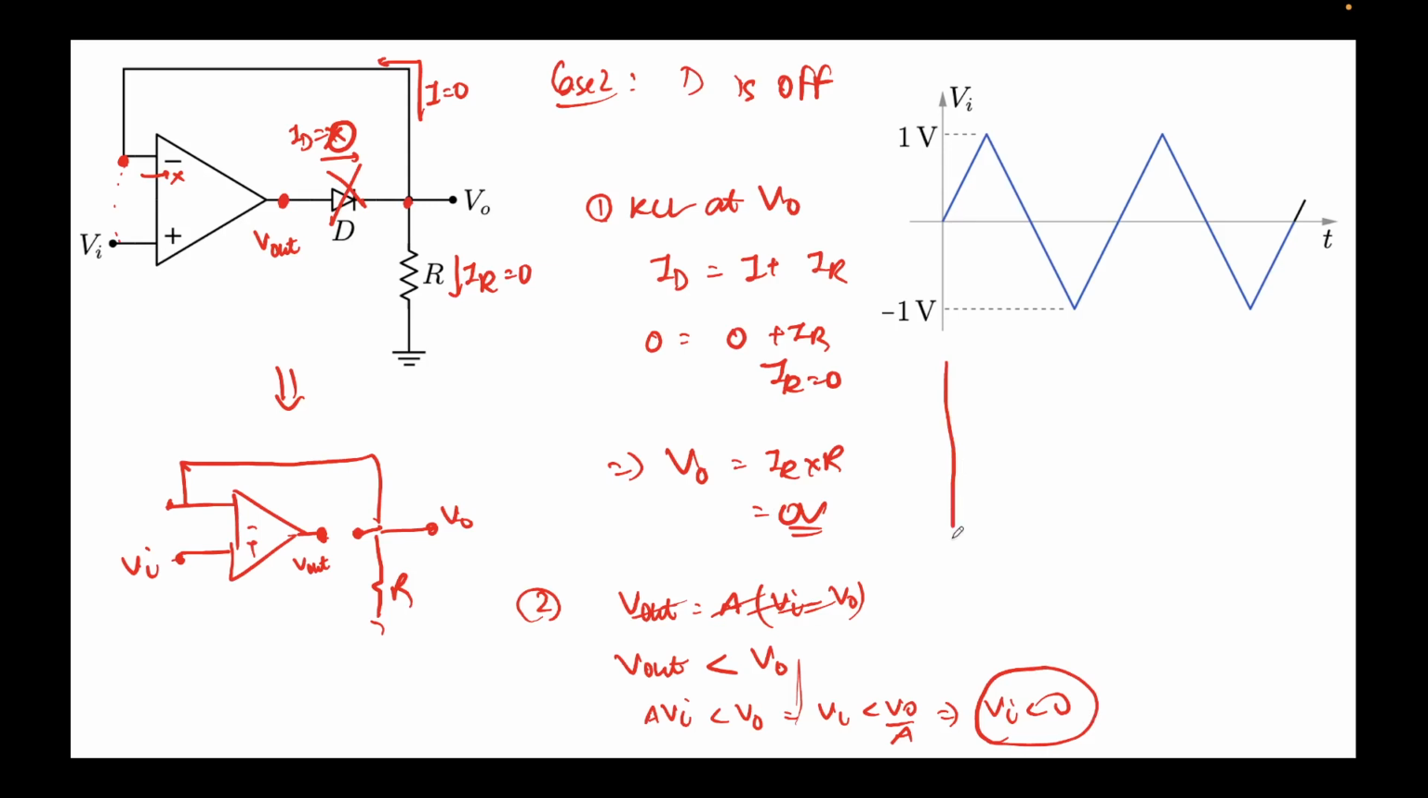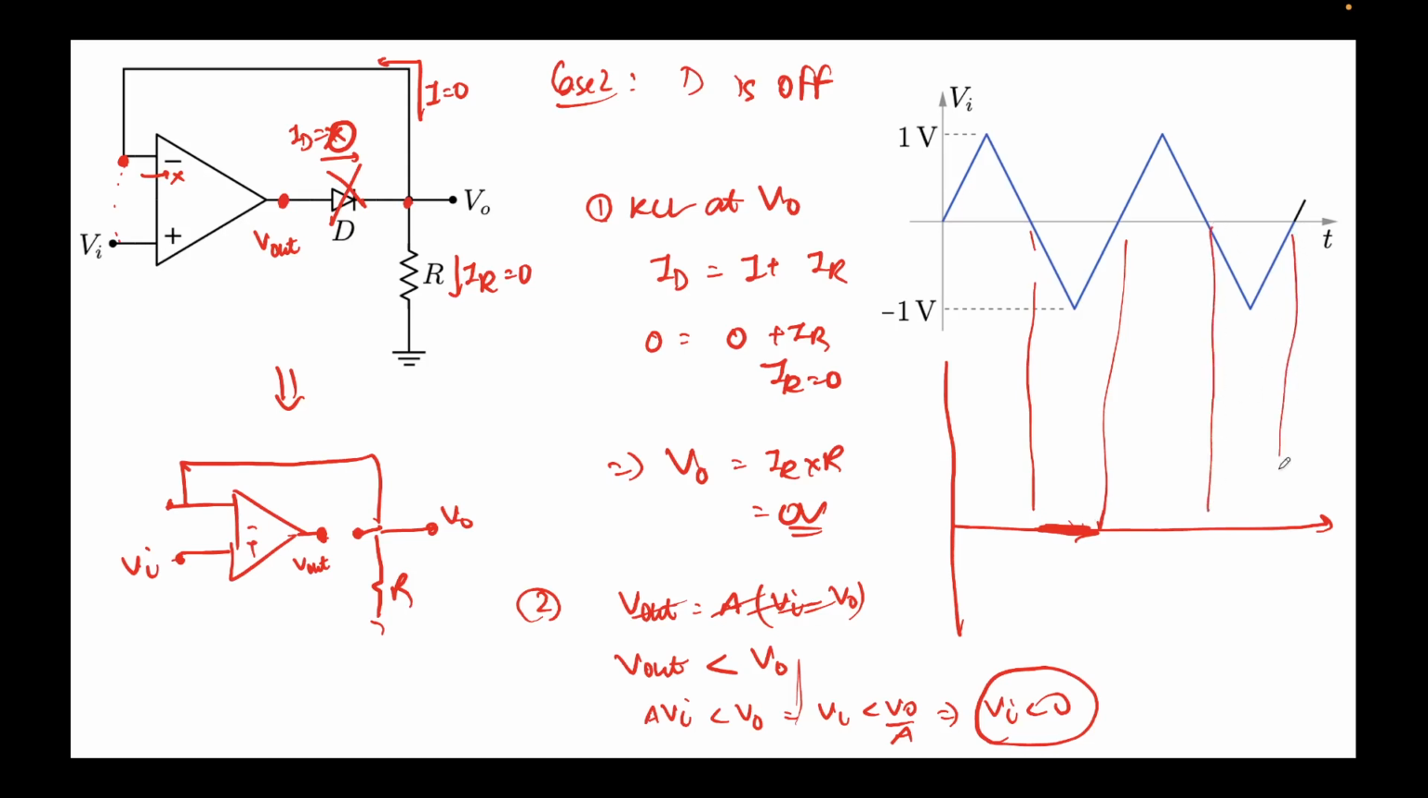So if I draw for Vi less than 0, Vi less than 0 means negative half. For this reason the diode is off, and again for this time the diode is off.